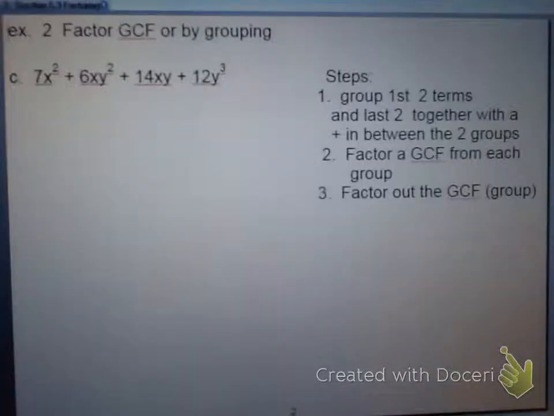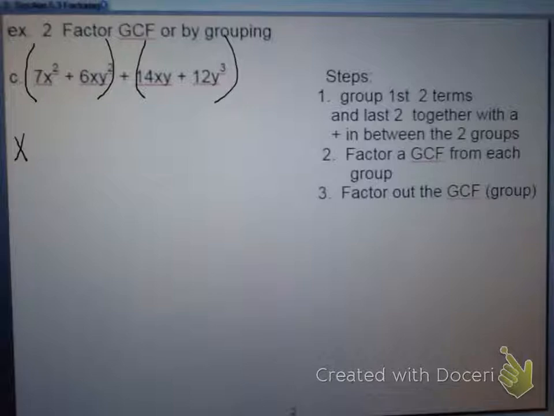Example 2, when you have 4 terms, you are going to factor by grouping. The steps for factor by grouping: you group the first 2 terms together and the last 2 terms together and make sure you have a plus sign in between. So I'm going to put parentheses around the first 2 and parentheses around the last 2. And then factor out a GCF from each group. In the first group, my GCF is x, because remember what I said, it has to be the variable with the smallest exponent. There is nothing else to factor out.